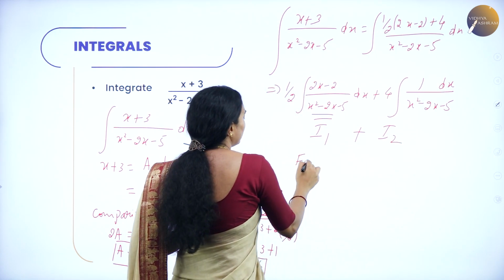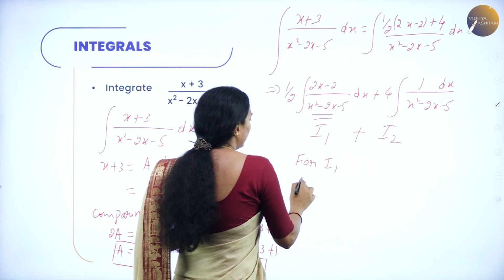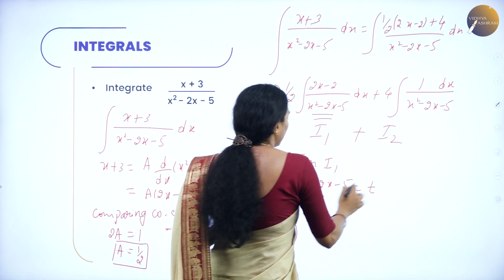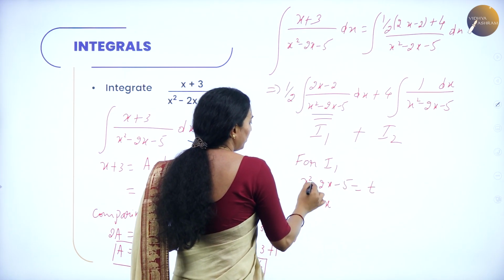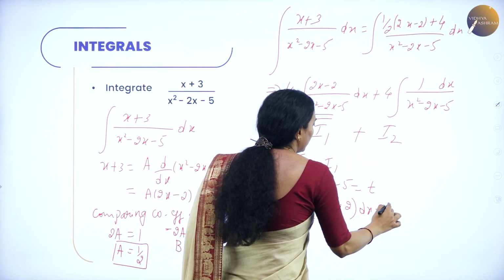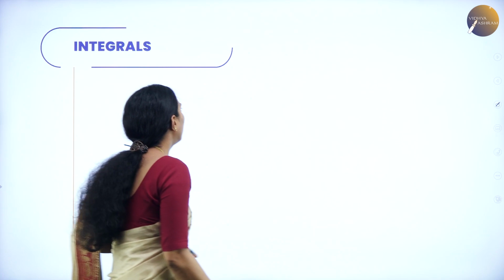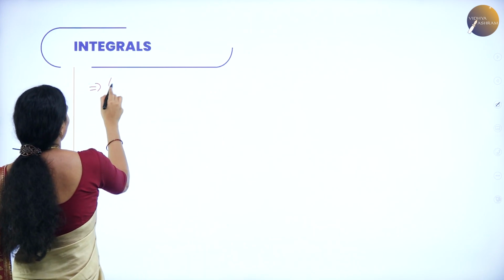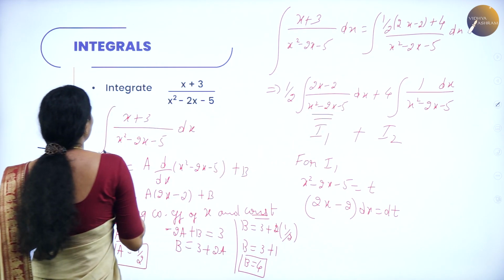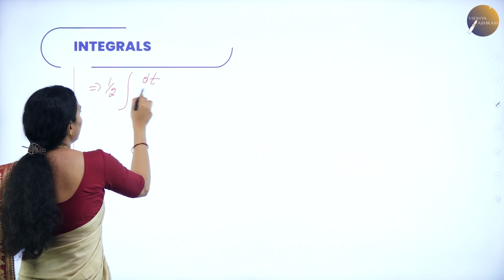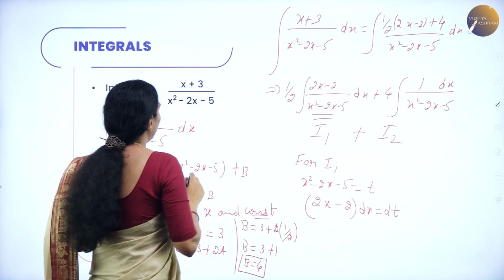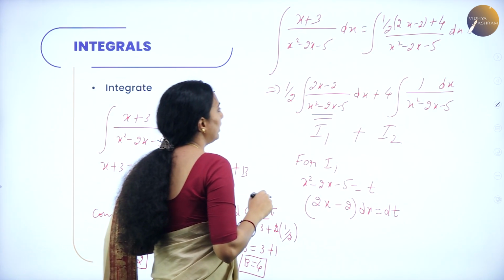Now here, these two integrals I am calling I1 plus I2. Now for I1, what am I doing? Taking x squared minus 2x minus 5 equal to t. Now differentiating this with respect to x, 2x minus 2 into dx is equal to dt. Now substituting that, you are going to get 1 by 2 into integral of dt divided by t. Again, you have plus 4 into, now take I2.